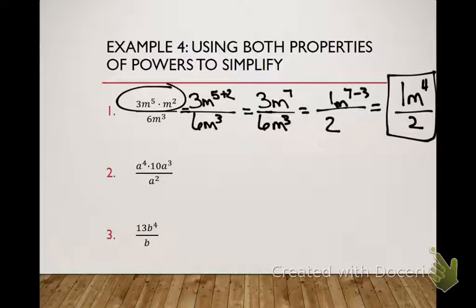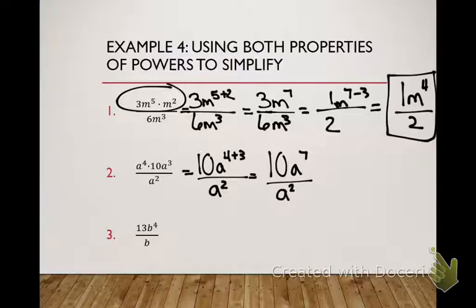Okay, so we get 10a to the 7th when we add our exponents over a squared. Did everybody get to this step? Okay, so now I'm dividing, so what do I do with my exponents? Subtract them. So sometimes we forget to subtract when we're dividing. All right, 7 minus 2.